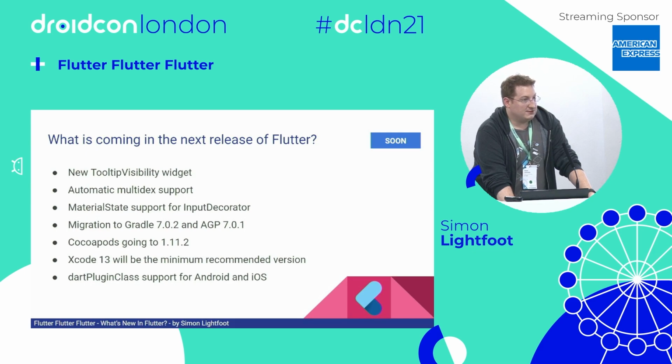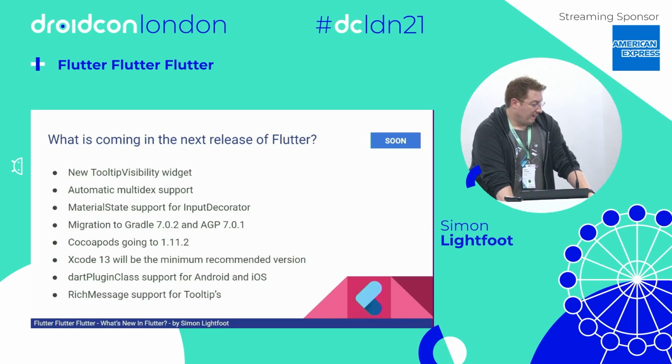The Dart plugin class. So when you're writing plugins on Android and iOS, you have to write them in Kotlin or Java for Android, or Swift and Objective-C. You can't write your plugins in Dart, which is actually kind of handy. There's several situations where that's quite handy. At the moment, Dart plugin class is only supported on web, and this will bring support to Android and iOS, and then we'll soon be seeing that on desktop as well. And then there's also rich text support, rich message support for tooltips that allow us to put widgets and other things into tooltips. So previously it's just text only.